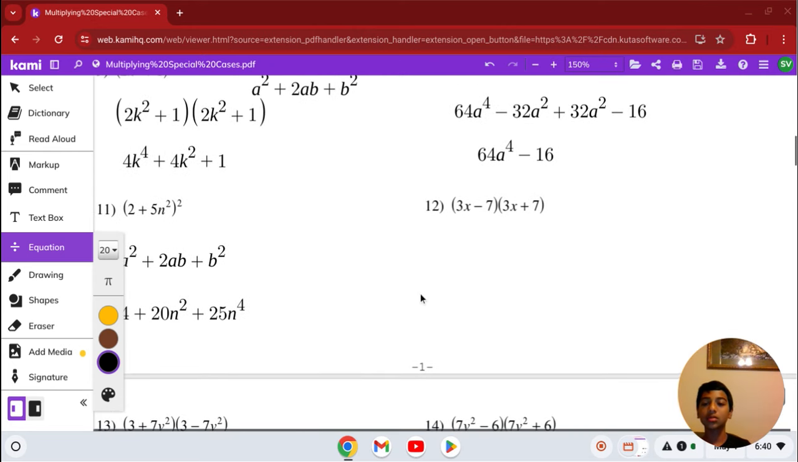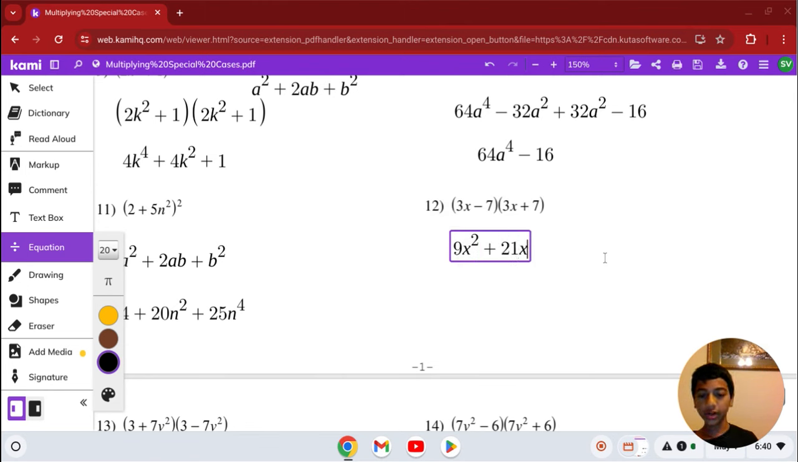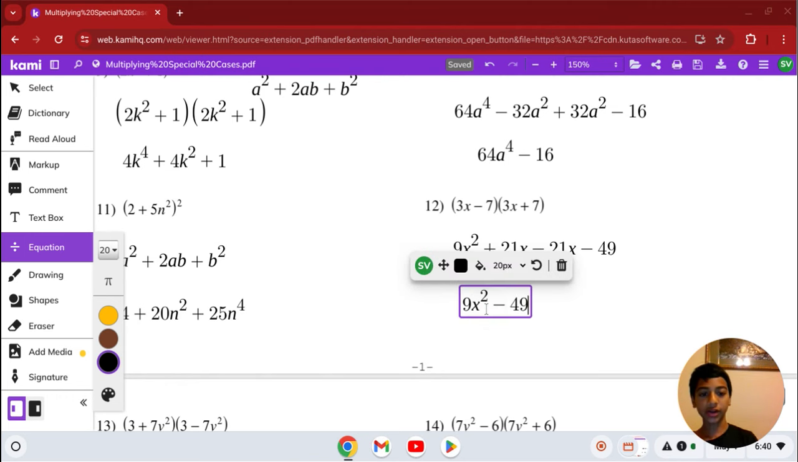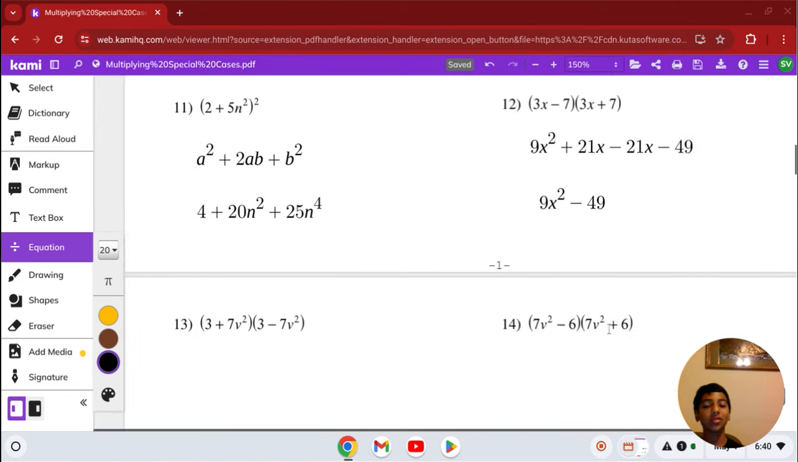And now, (3x minus 7) times (3x plus 7), which is the same as 9x squared plus 21x minus 21x minus 49, which will simplify to 9x squared minus 49. That's our solution in number 12.